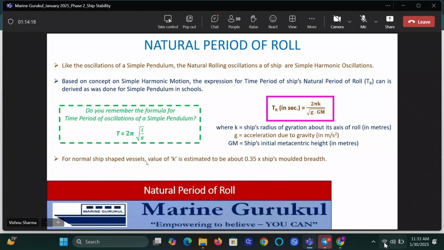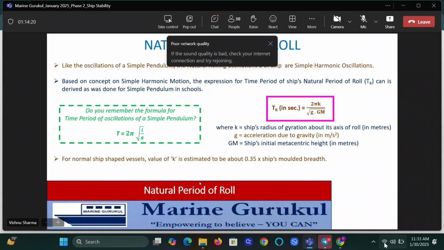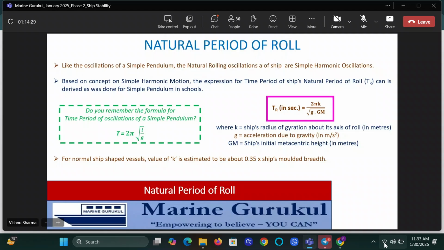Now, guys, it's not binding, but as a thumb rule, for a normal ship. Now, of course, ship shapes are getting violated because of huge container ships coming into the picture. But for a normal ship-shaped vessel, the value of K as a thumb rule would be estimated to be about 35% of the molded breadth. This is only a thumb rule, not binding, obviously.